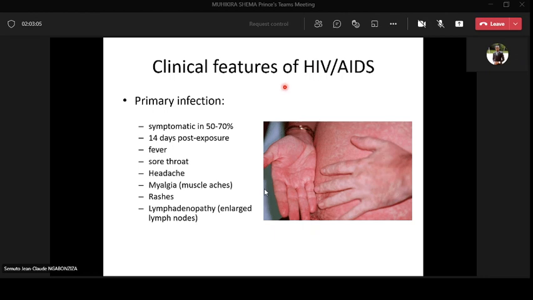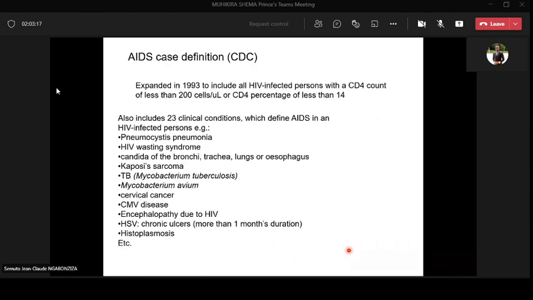So clinical feature of HIV, symptomatic in 50 to 70%. There is a case definition which has been expanded in 93.